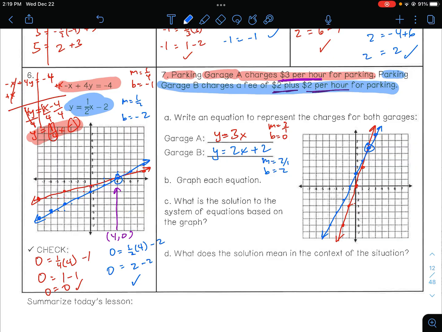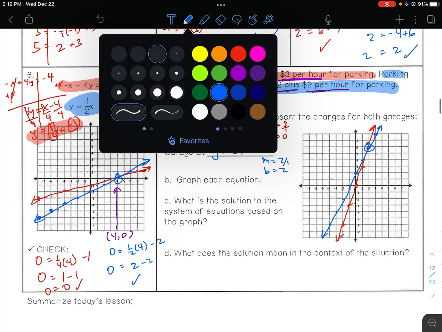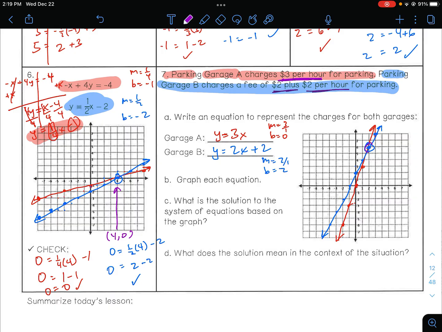Actually, I should probably answer the what's the solution of the equation. We didn't write it down yet. The solution is this one right here. It is 2 and 6. 2 comma 6. What does the 2, 6 mean? Well, remember, 2 is the x, 6 is the y. What does y mean?